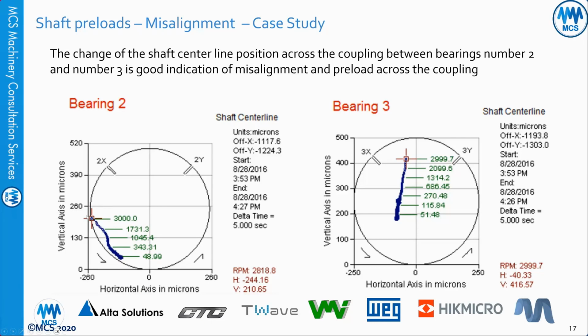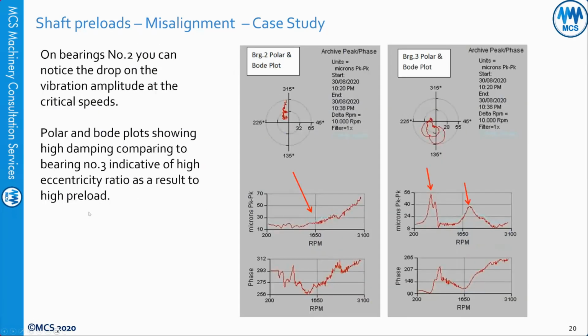When the shaft is running very near to the bearing internal wall with high eccentricity ratio, you will have high stiffness and high damping. And this is the case here. The shaft is almost at the bearing internal wall. That's why when you look at the Bode plot, which is amplitude and RPM, phase and RPM, we cannot see the critical speeds because of the high damping. So this is a fourth thing.